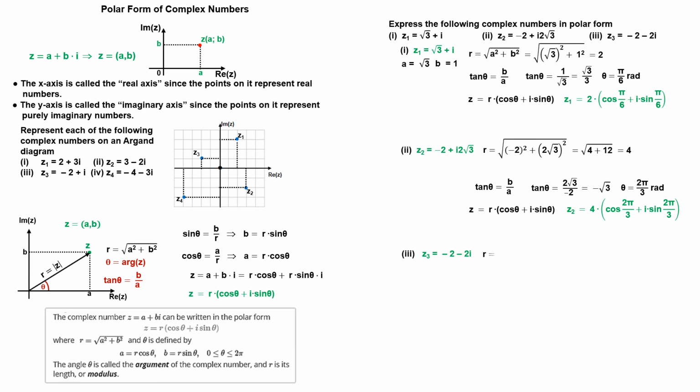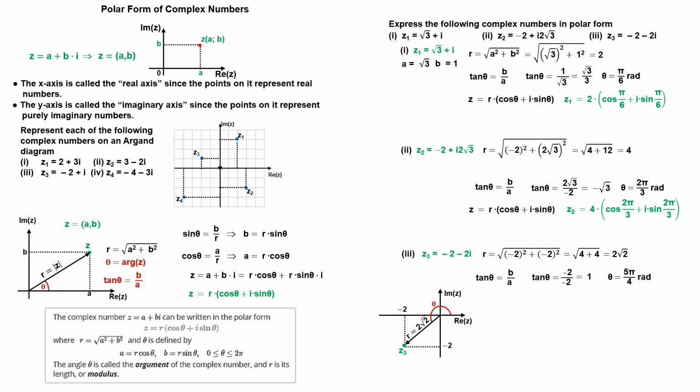Step 1. Find the modulus of complex number z3. The real part is minus 2 and the imaginary part is minus 2. Step 2. Find the argument of complex number z3. From the diagram, it's clear that the complex number lies in the third quadrant. The tangent of theta is 1, so the argument is 5 pi divided by 4 radians. Step 3. We use the values of r and the argument to write the complex number z3 in polar form.